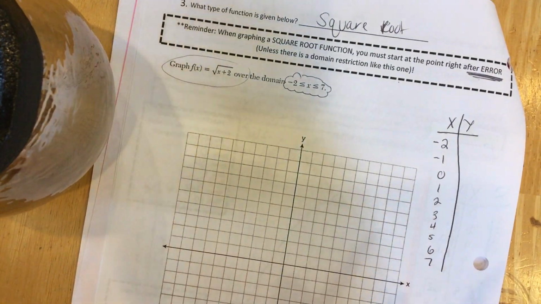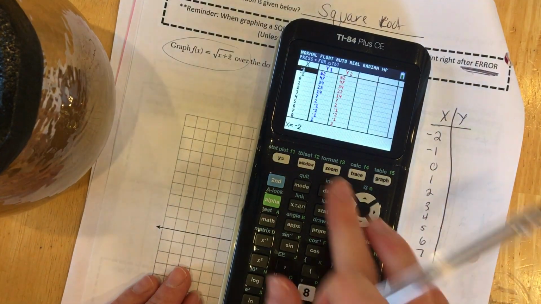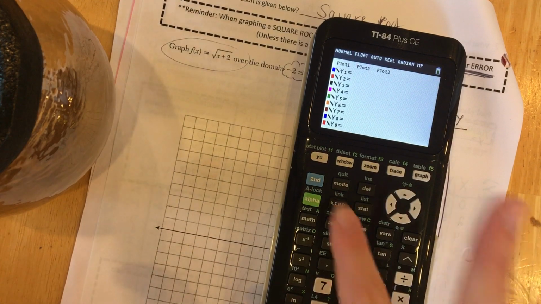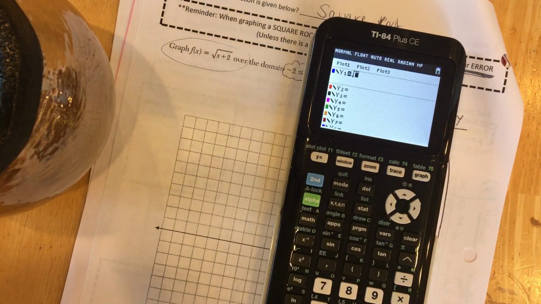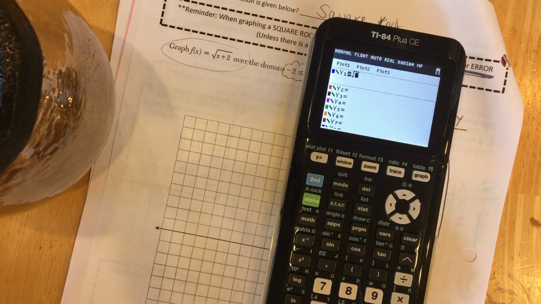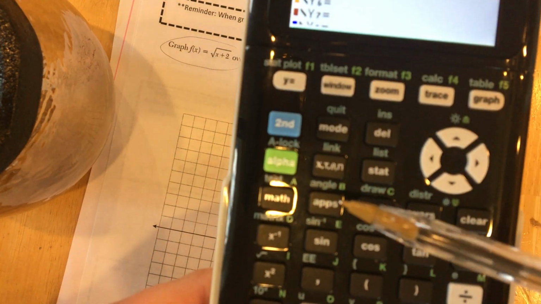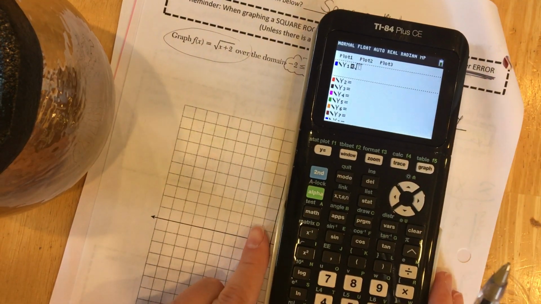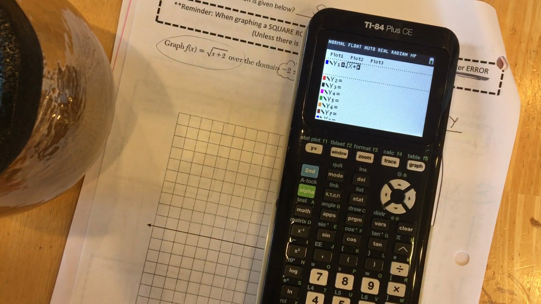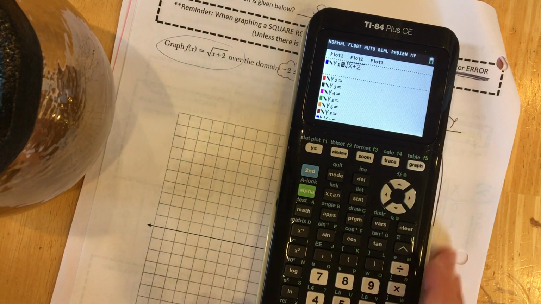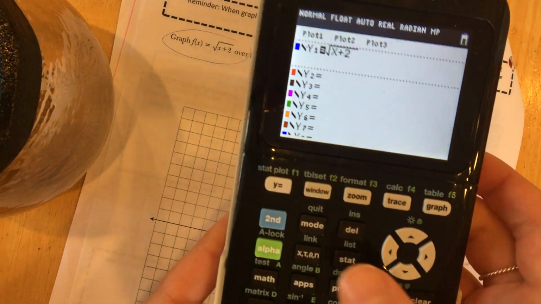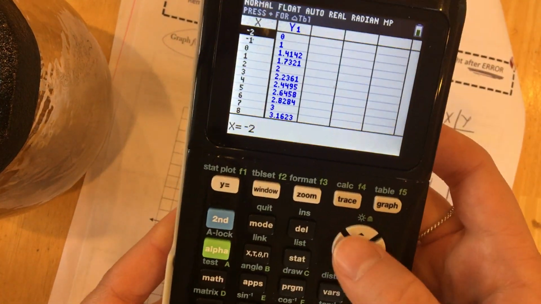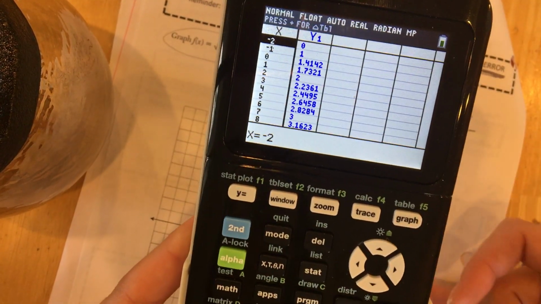So let's put this in our calculator. Go to your y equals and hit the square root button. Second x squared is where you're gonna find that square root. It's right there. So second square root, and it's x plus 2, and the plus 2 is underneath the radical, so you don't have to tab out. All right, so it should look like this. And then go to your table and find those points from -2 to 7.